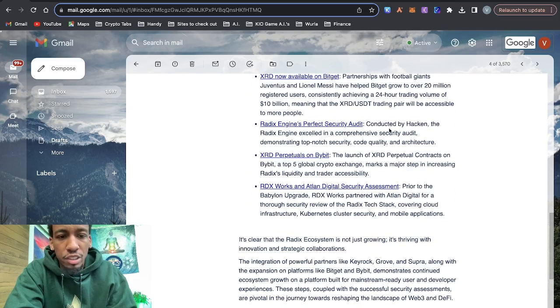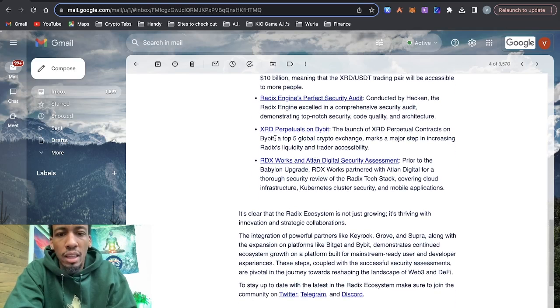They got a perfect score on their smart contract audit by Hacken. I'm not surprised given Scrypto. They have XRD perps on Bybit, so people can now trade Radix with leverage.